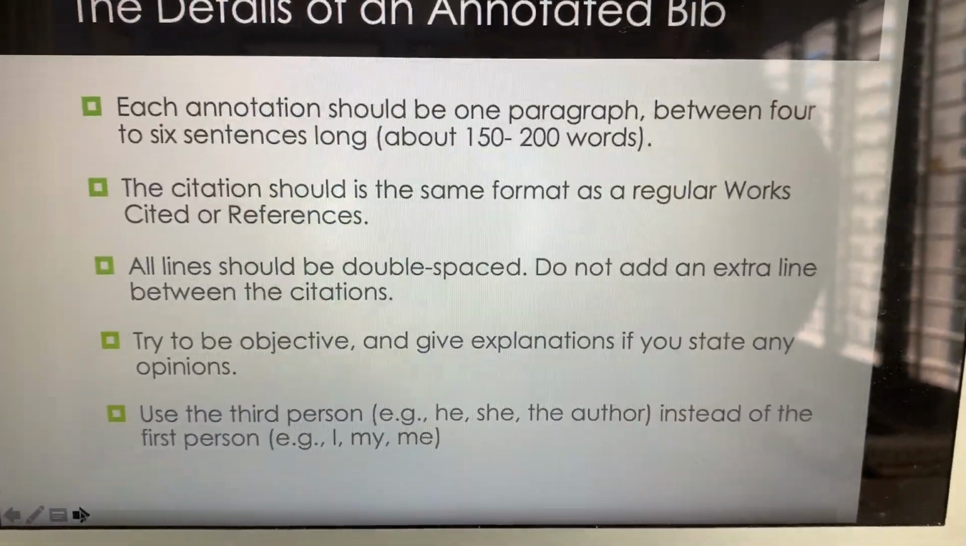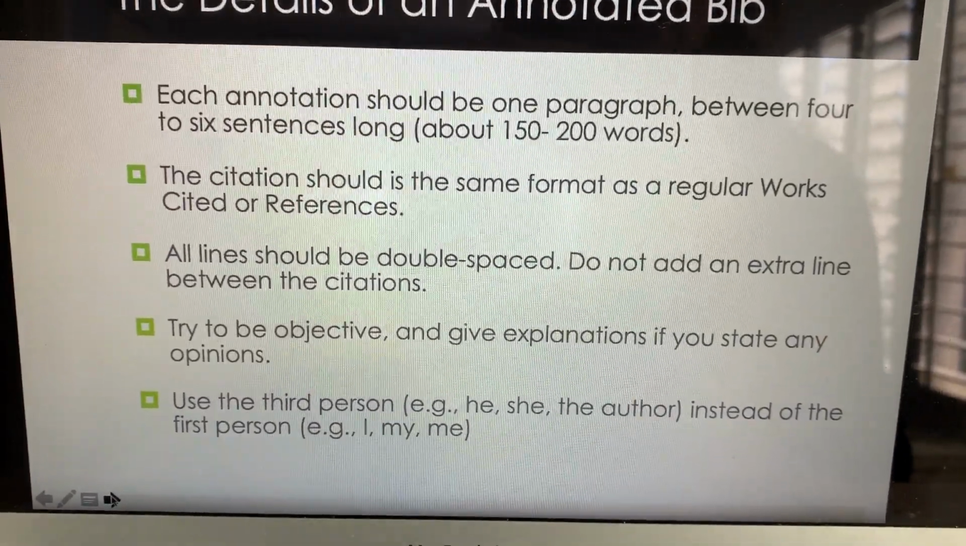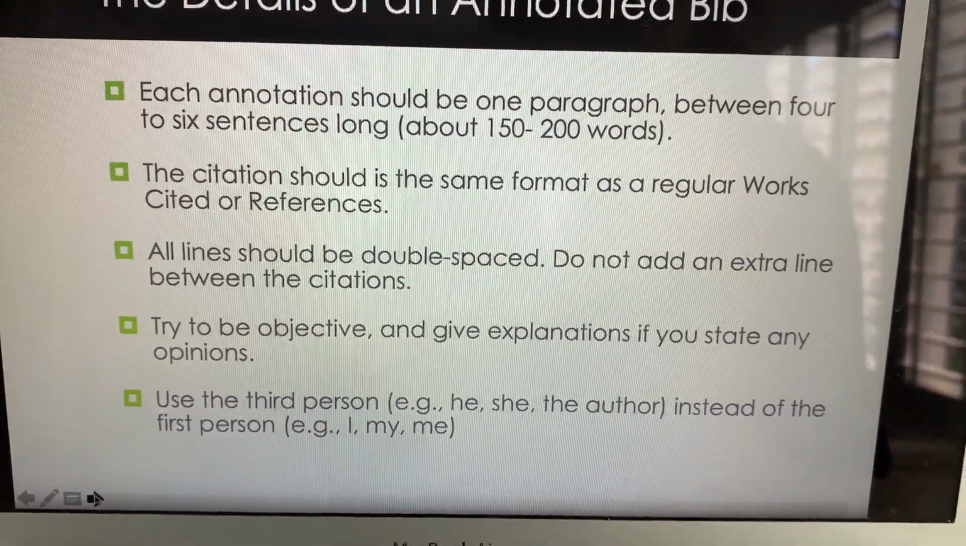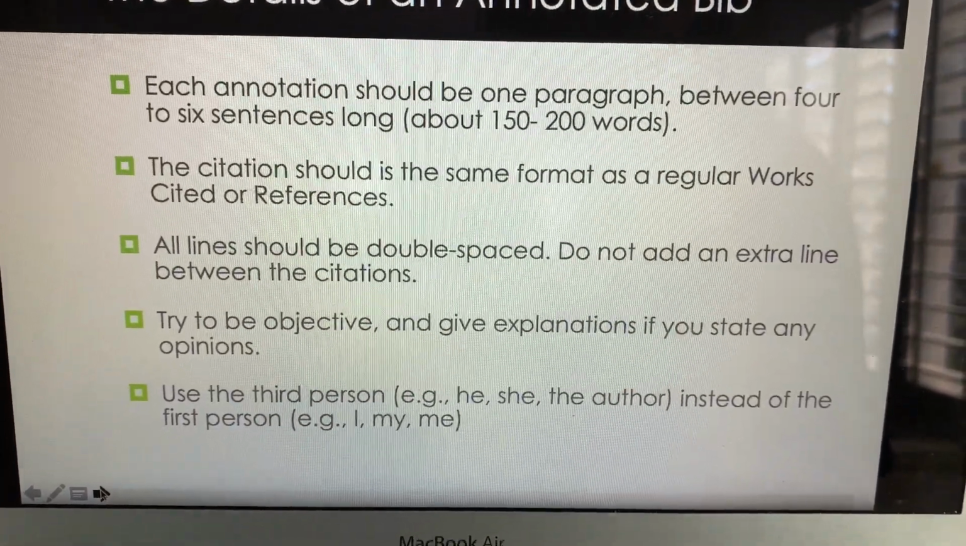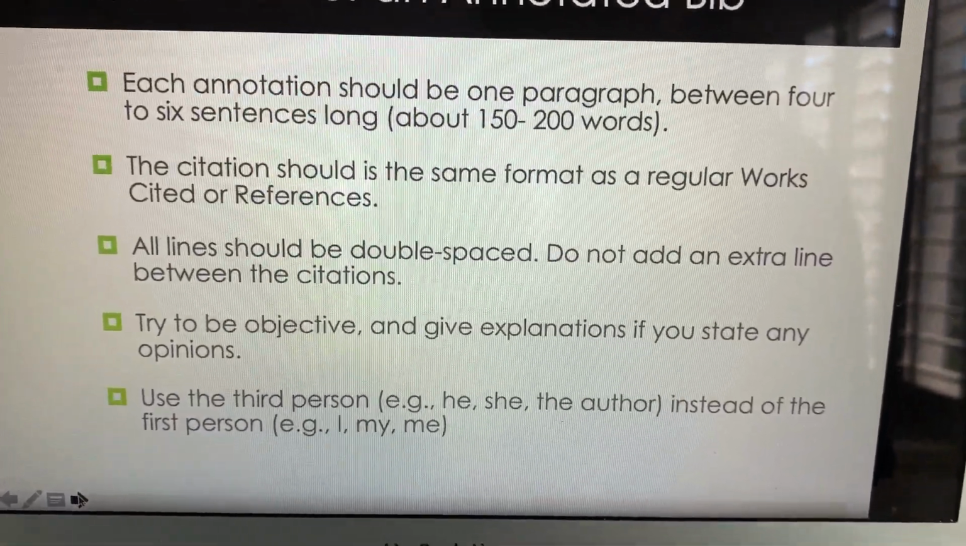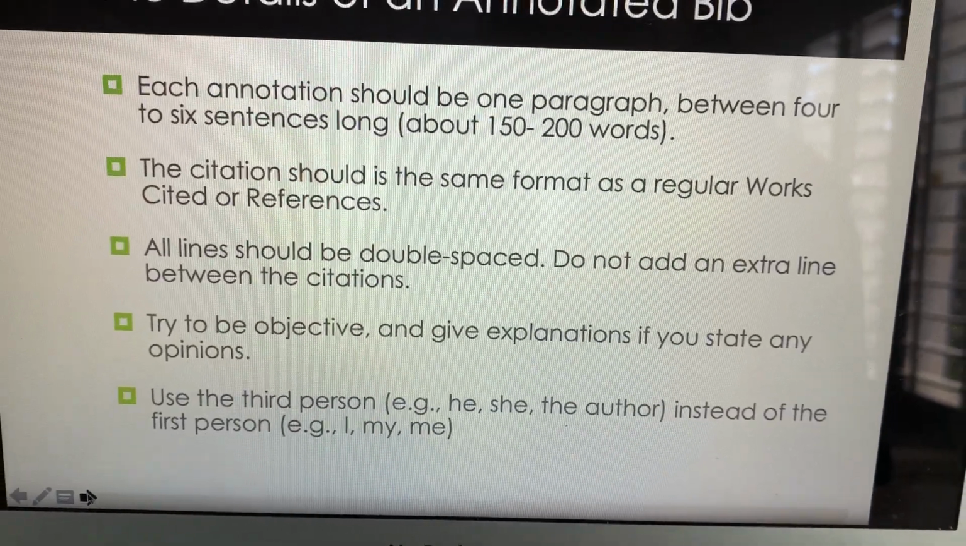Each annotation should be about a paragraph, between 150 and 200 words. The citation should be the same format as a regular works cited or references, meaning APA or MLA. The lines should all be double spaced. Don't add extra lines. Try to be objective.